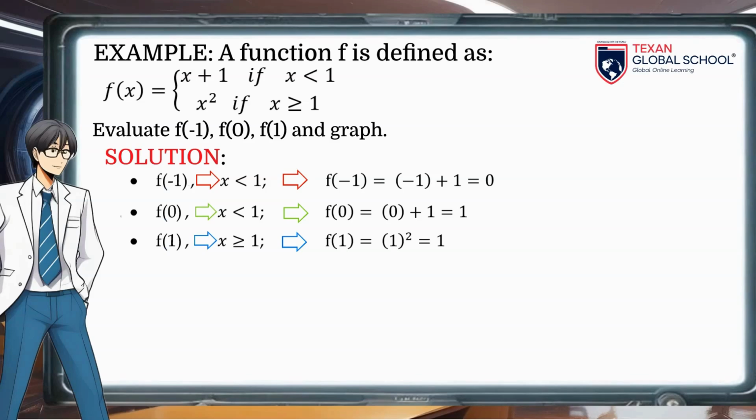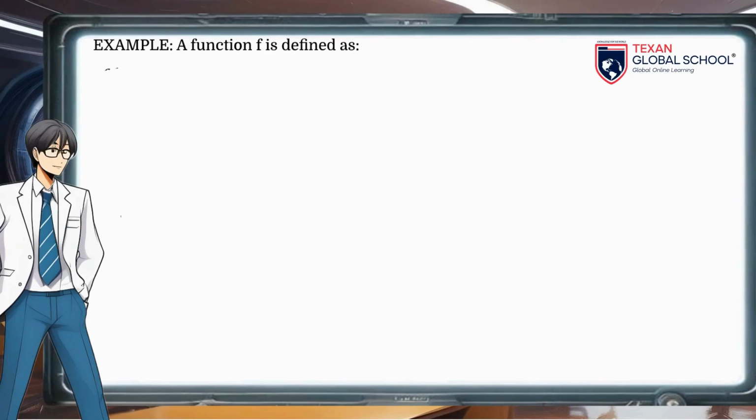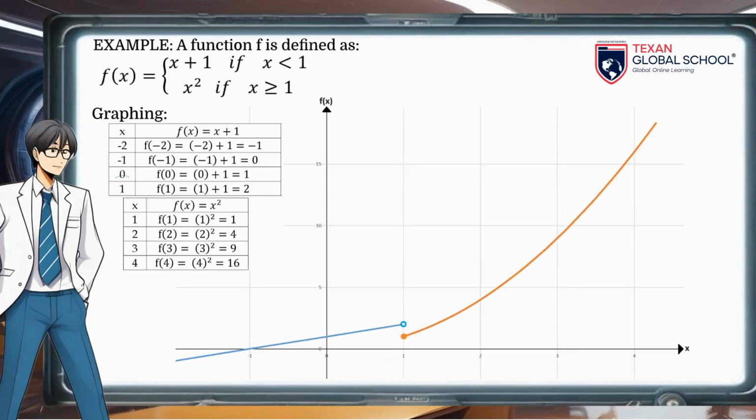To sketch the graph, tabulate each function according to its domain. In the first function, x plus 1, propose values less than 1. Remember that the value of 1 must be included in the tabulation, and an empty circle is drawn as an open interval. Now, for the tabulation of the second function, x squared, propose values greater than or equal to 1. By graphing, we can see the behavior of the function, which begins as a line and jumps towards a section of a parabola.